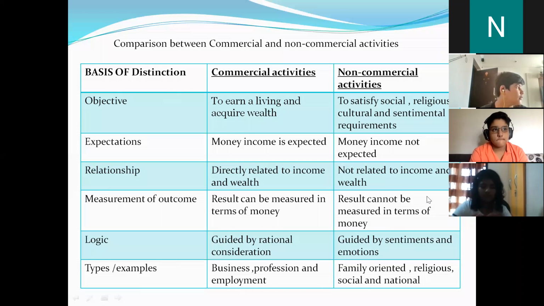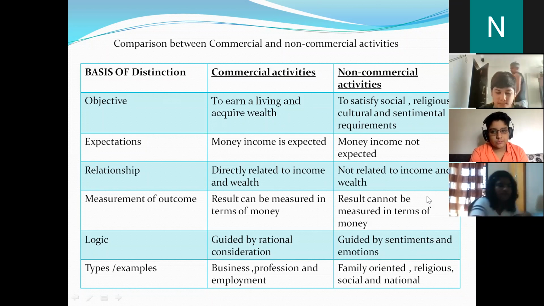Second point is expectations. What are we expecting from these activities? In case of commercial activities, we are expecting money, we are expecting money income. Whereas in case of non-commercial activities, we are not expecting money income. Third point of distinction is relationship. Now, what is the relation between money, income or wealth and the activity? There is a direct relation between money, income and wealth with commercial activities, whereas in case of non-commercial activities, income and wealth is not related. We are not concerned that we should get money or we should get income. We are only concerned with our psychological or sentimental requirements.